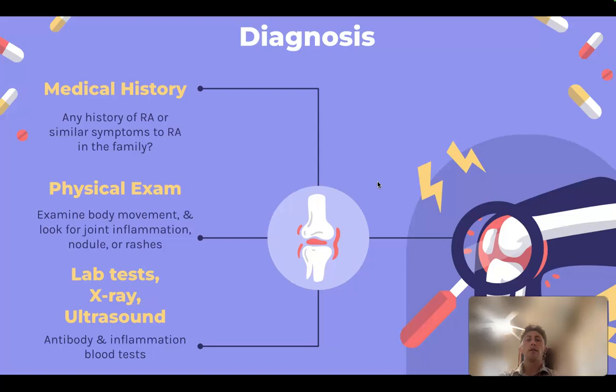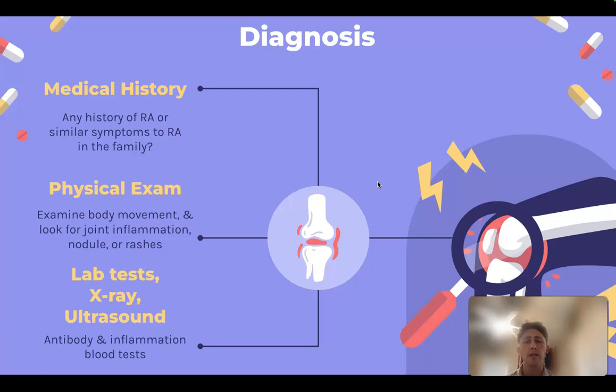So physicians will primarily diagnose rheumatoid arthritis by first doing a medical history. They'll see if anyone in your family has, in the past, had any symptoms relating to rheumatoid arthritis, or if they've had any history of rheumatoid arthritis itself. And then from there, they'll do a physical exam and analyze your body for any joint pain, any joint stiffness, as well as nodules or rashes.